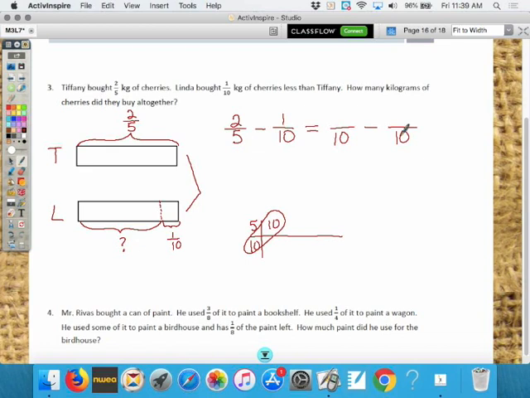Xavier, I want you to focus. If you can't sit still on that one, find a different seat. And get that highlighter out of your mouth.